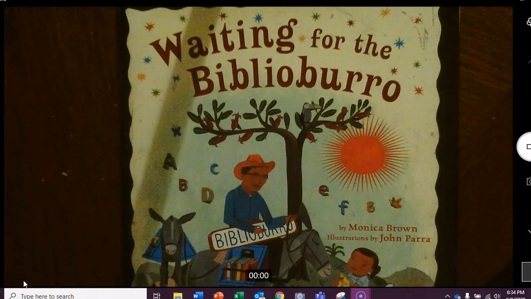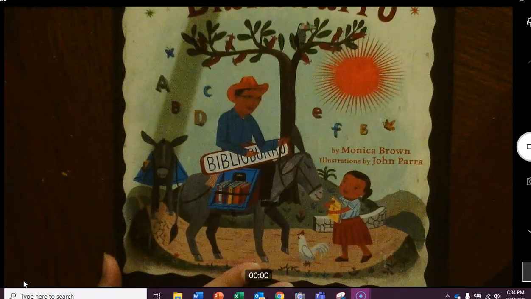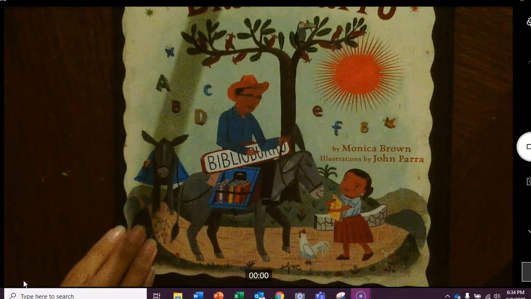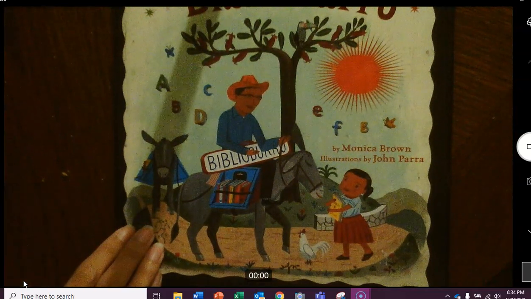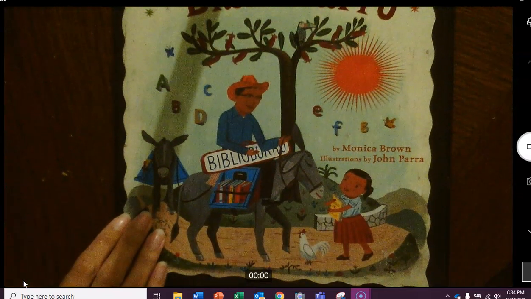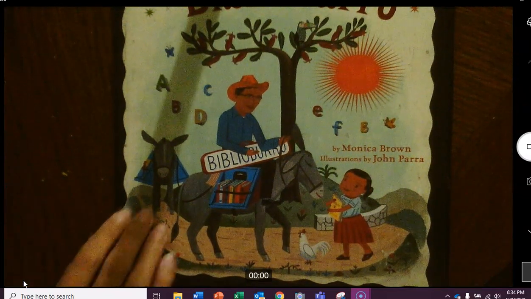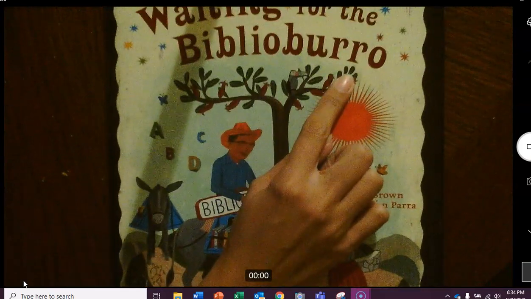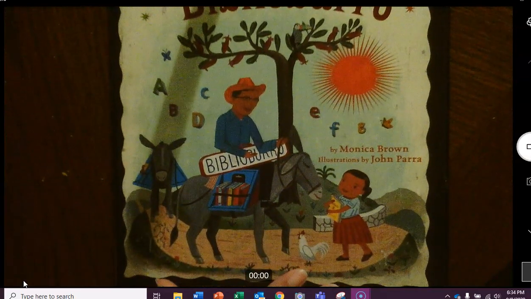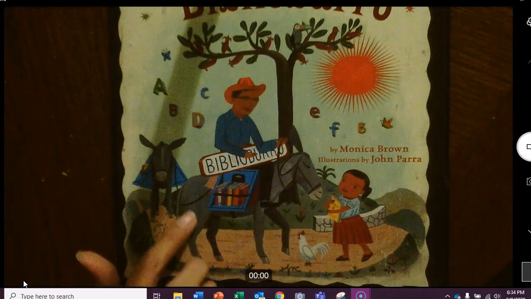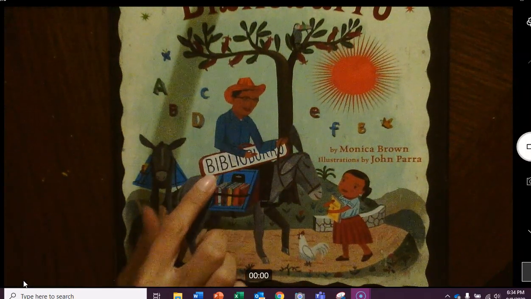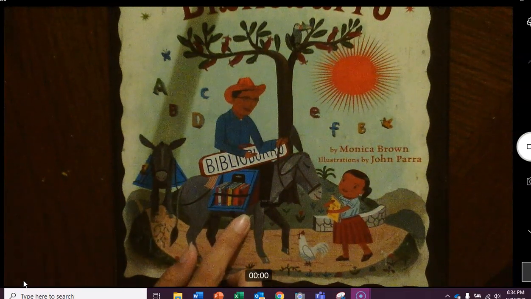I'll show you an example. Let's look at the book cover. I am going to wonder about this picture. Always start with your sentence frame. I wonder. My example is, I wonder what a biblioburro is. I wonder where the biblioburro is going. He's on his donkey, so he must be going somewhere, right?